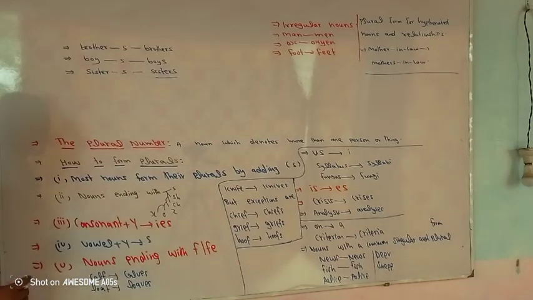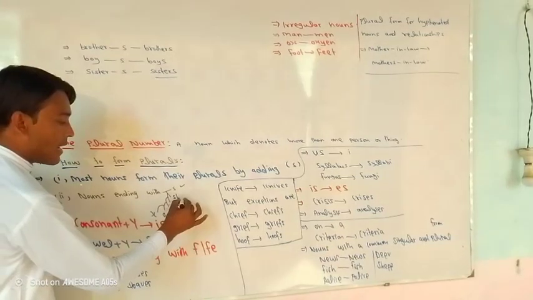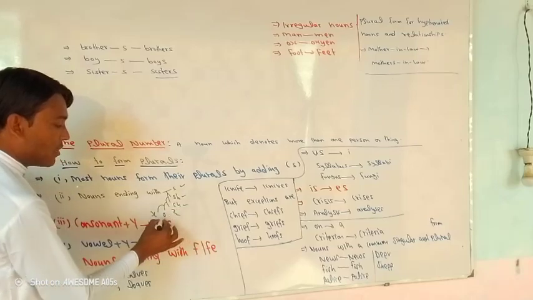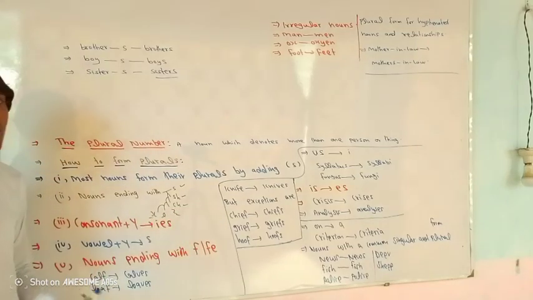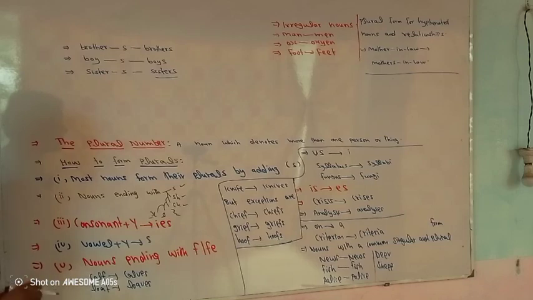Now rule number 2. Rule number 2 is nouns ending with s, sh, ch, z, o or x. Yes, there are some exceptions. We will discuss exceptions as well. First of all, let's talk about s. When the noun ends in s, we can just add es.